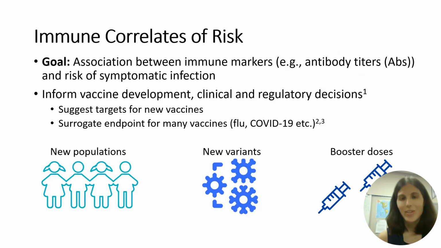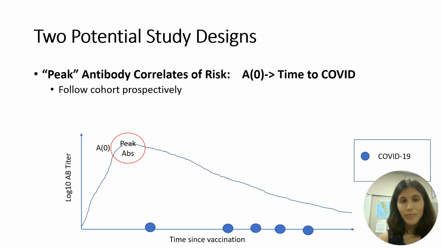So immune correlates of risk studies, the goal here is to estimate the association between immune markers such as antibody titers and risk of symptomatic infection. And these studies can inform vaccine development, clinical and regulatory decisions by suggesting targets for new vaccines and serving as a surrogate endpoint for many vaccines to inform decisions about new populations, new variants, and booster doses.